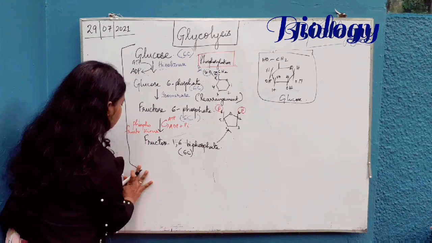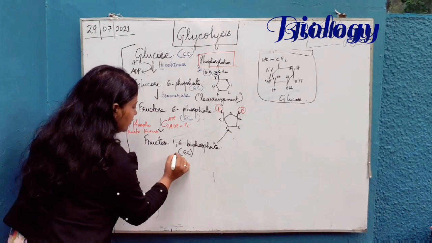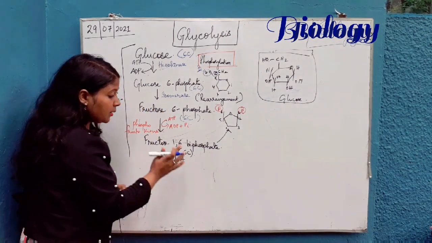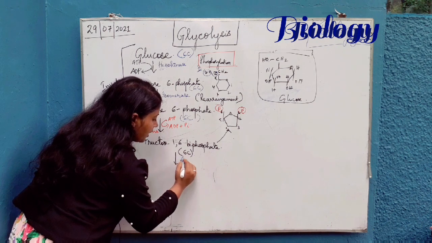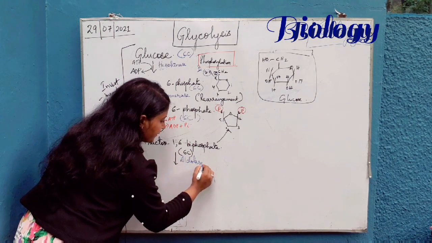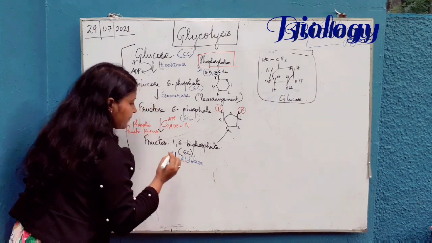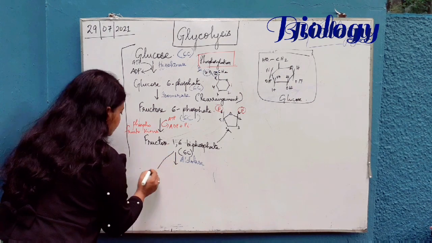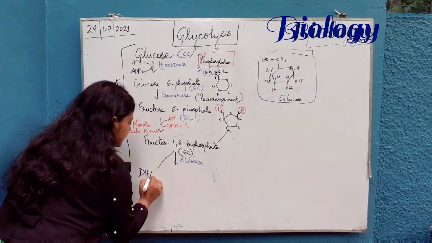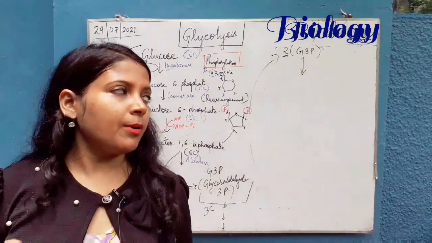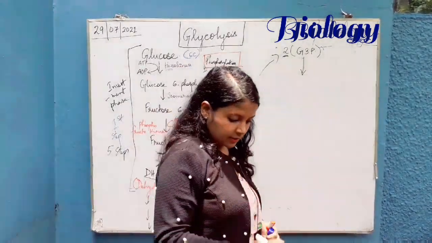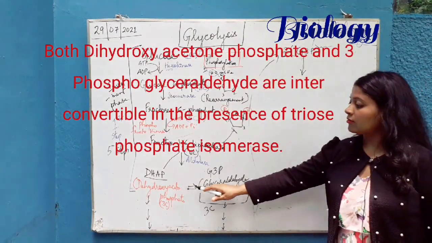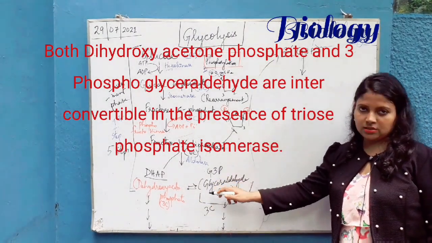In the fructose 1,6 bisphosphate, with the help of aldolase enzyme, all the enzyme names I will be writing in blue color. So, aldolase enzyme, it has been converted into dihydroxyacetone phosphate, and the compound formed is glyceraldehyde 3-phosphate after splitting it. I have repeated twice because they are interconvertible, isomers of each other, okay.